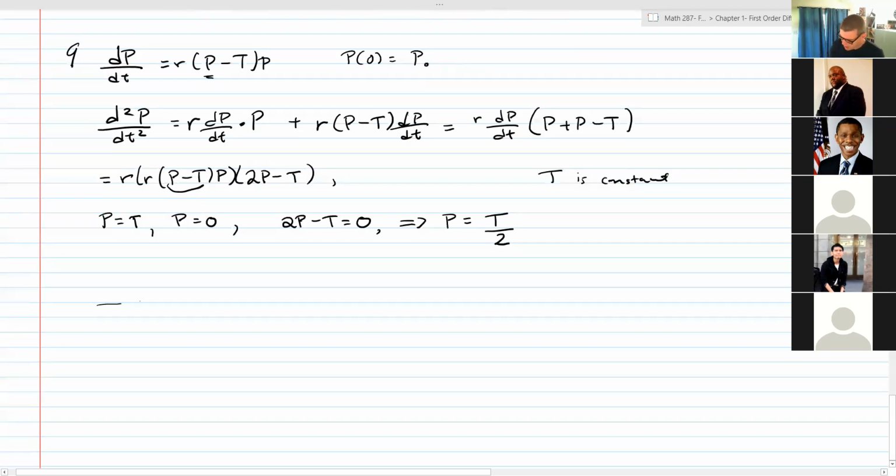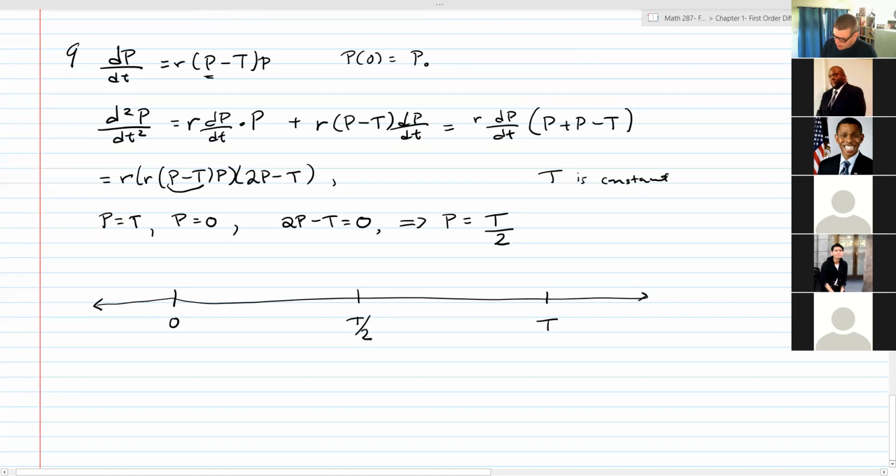If I look here, I'll imagine I've got 0 population, T, our threshold level, and then T over 2. I'm just going to be looking for signs because I need to figure out whether I've got positive or negative. So if I'm between 0 and T over 2, then P minus T over 2 is negative.